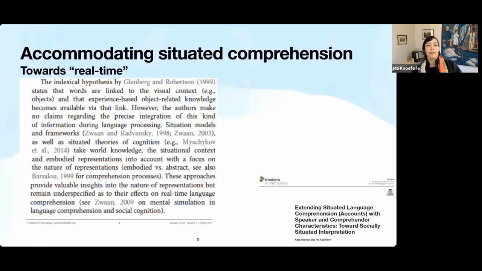All right. There are other accounts that have been tackling this problem. So how do you relate language processing in real time to perceived things? And one of these accounts is the indexical hypothesis by Glenberg and Robertson. So in their account, there are no precise claims regarding the integration of words, sentences, and experience-based object-related knowledge.